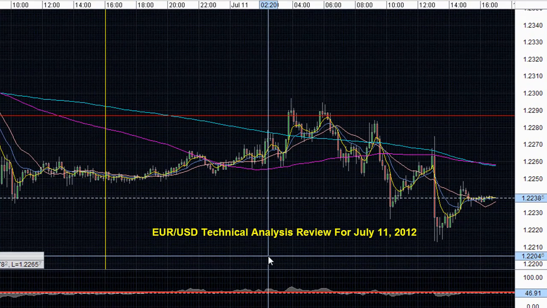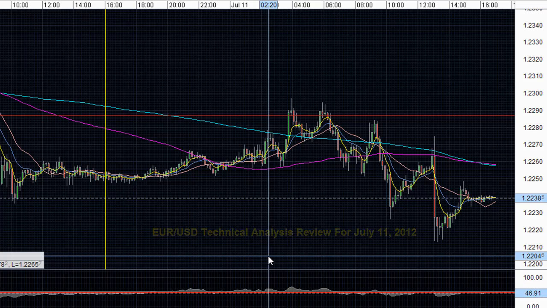Hello everyone, and welcome to our next technical analysis review for the Euro US dollar pair. Today is July 11th, 2012, and we are currently looking at price action on the 10-minute chart.